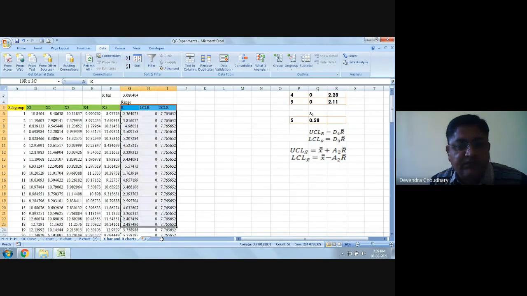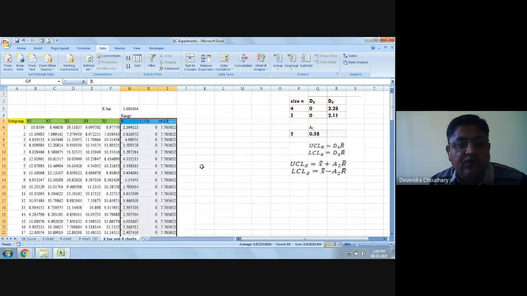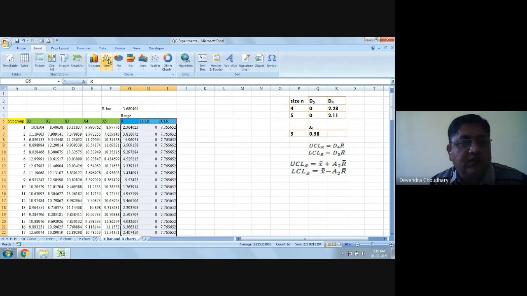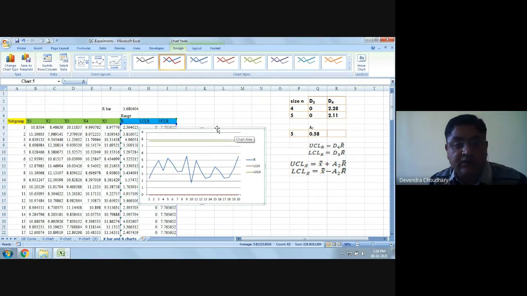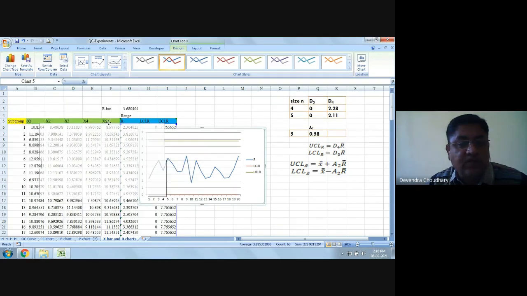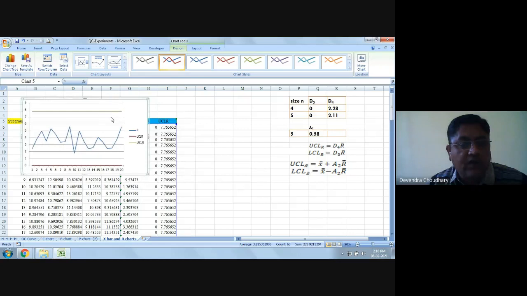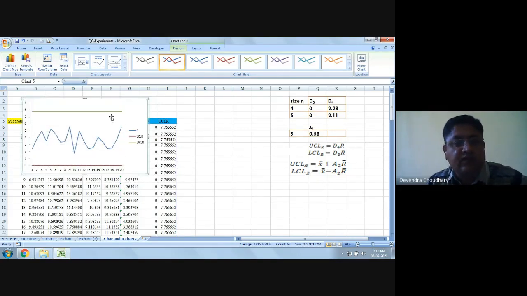Now we select these 3 columns of range, lower control limit of R chart and upper control limit of R chart, and insert a line graph. Yes, you got it. So this is your R chart, and it is within control, as no point is falling outside the upper control limit. Clear? So this shows your R chart, and this R chart is within control.